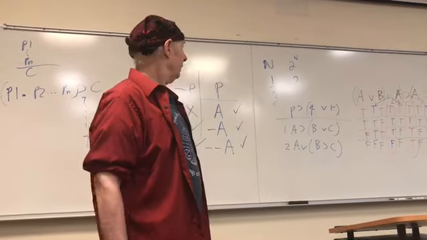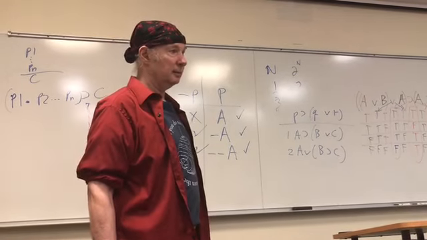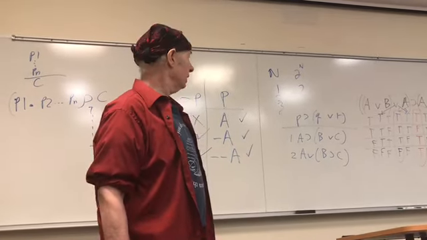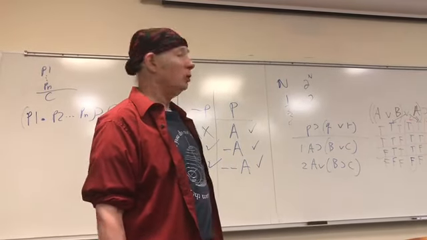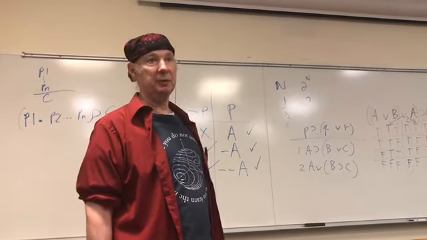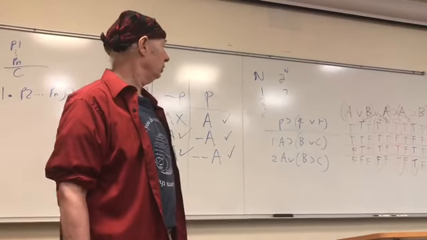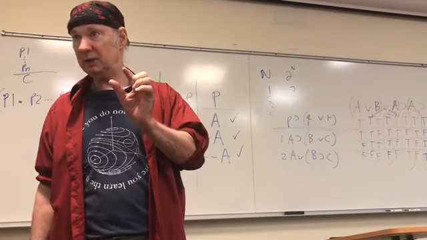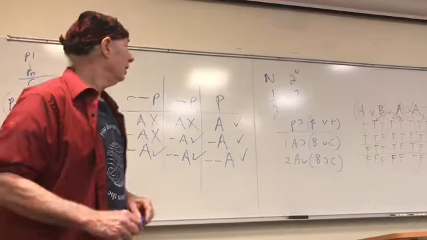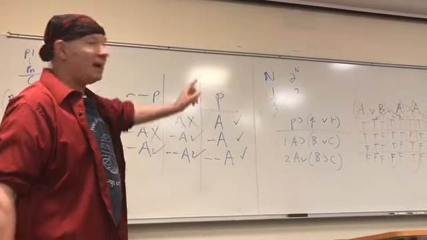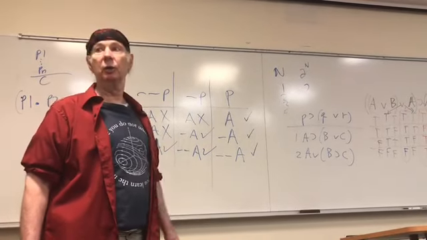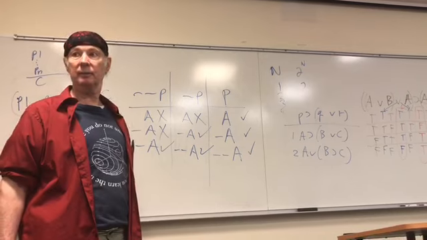The first one, A horseshoe B wedge C, is a substitution instance of P horseshoe Q wedge R. But the second sentence, A wedge B horseshoe C, is not a substitution instance of P horseshoe Q wedge R. Even though the second sentence has all of the truth functions the first has, they're not in the right place. Look at the form. The last thing we did was the horseshoe. In sentence number 2, the last thing we did was the wedge.